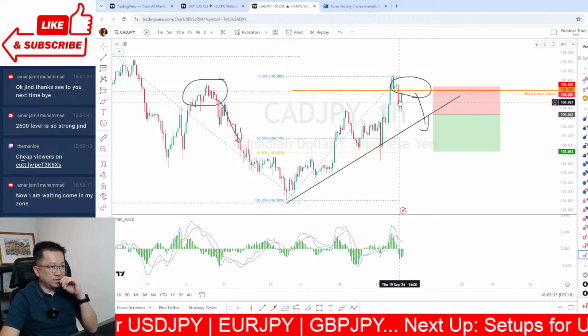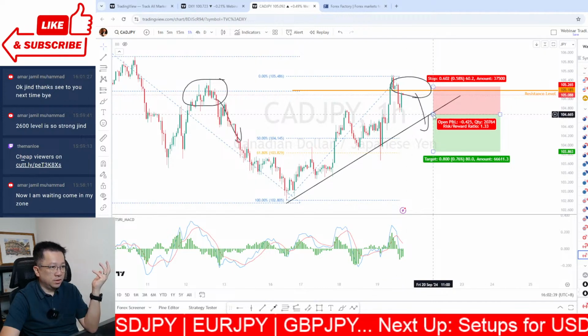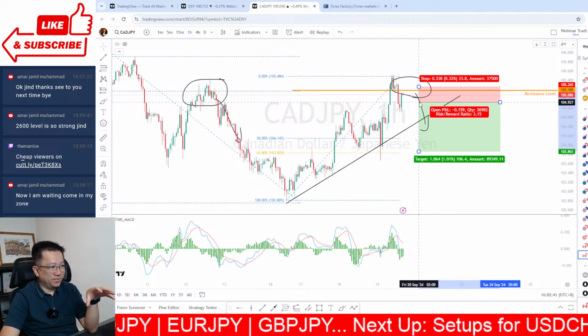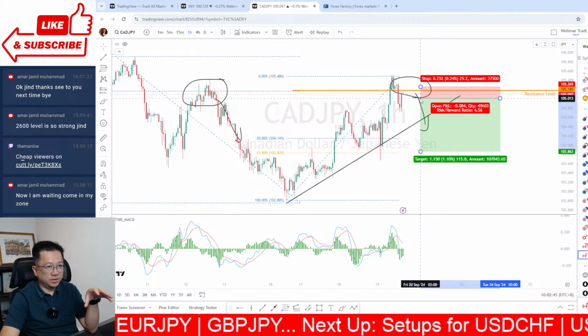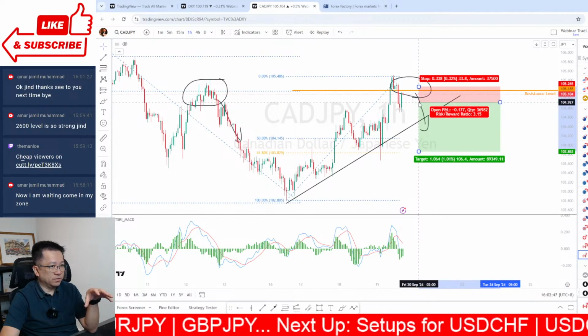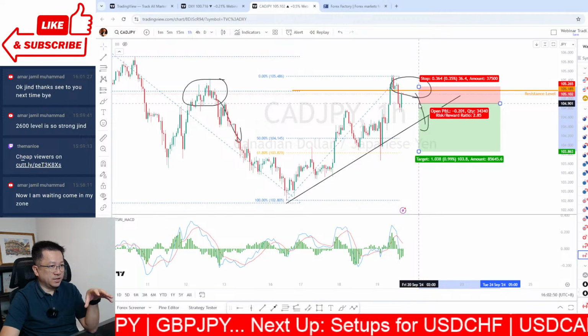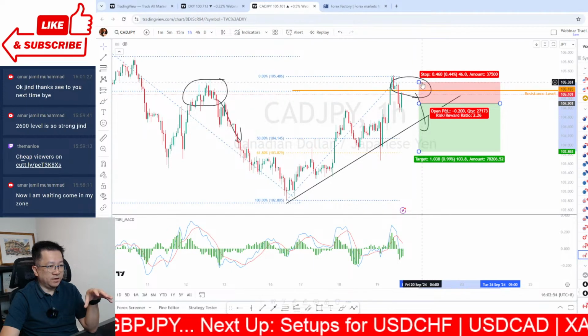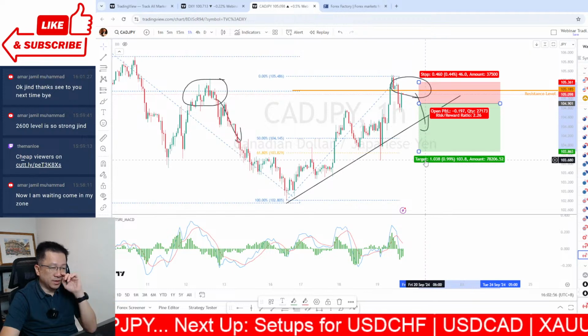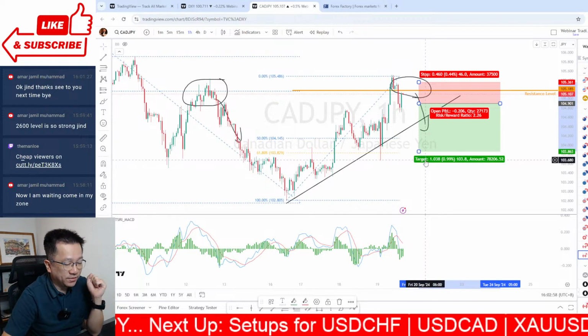So you have about 80, almost a 1:1 or slightly more than a 1:1 to the downside. I know Dyna is going to be a little bit more aggressive and look to get in a little bit earlier, just below that 105 level. So 104.90, stop loss 45, take profit 100 to the downside. That's what I would think for the CAD yen.